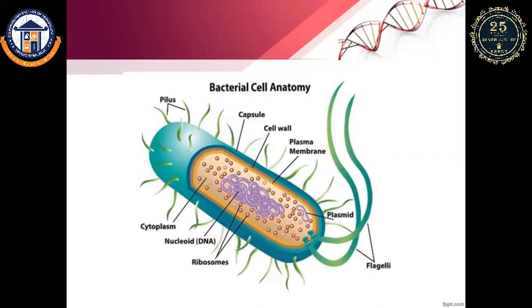prokaryotic cell. It consists of a bacterial cell anatomy where it has pili, capsule, cell wall, plasma membrane, cytoplasm, nucleoid, ribosomes, and plasmid. Flagella and pili are used for locomotion, whereas the nucleoid does not contain a well-defined nucleus. The main division of classification between a prokaryotic cell and the eukaryotic cell is the existence of the nucleus or a nucleolus.